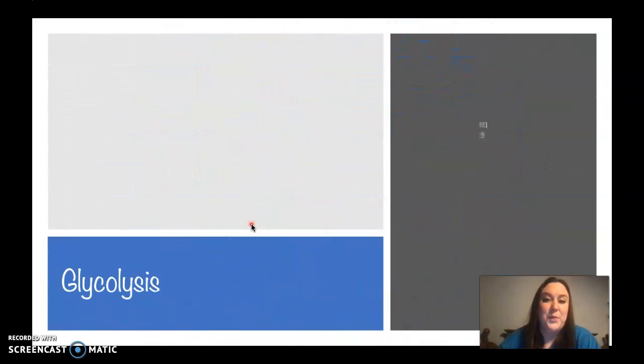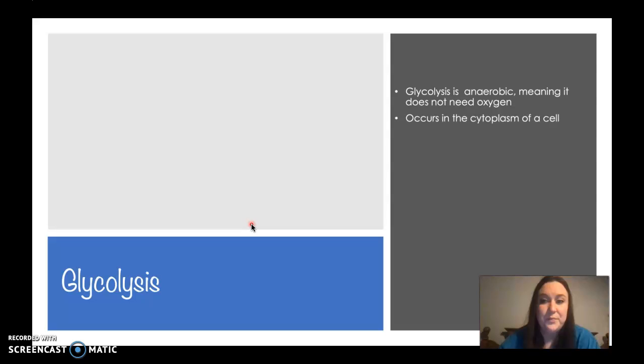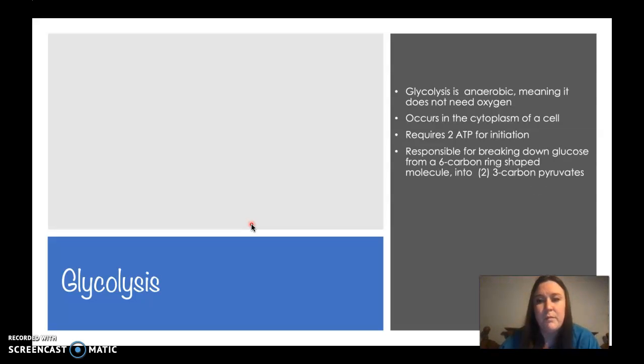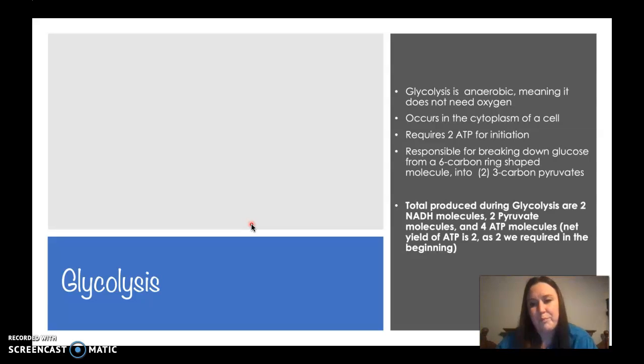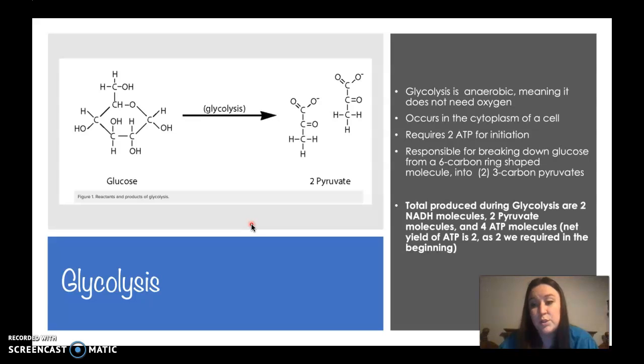Glycolysis is anaerobic, meaning it does not require oxygen. It occurs in the cytoplasm of a cell. It requires 2 ATP molecules to begin, and it is responsible for breaking down glucose from its 6-carbon ring-shaped molecule into 2 3-carbon pyruvate molecules. The total produced overall is 2 NADH molecules, 2 pyruvate molecules, and 4 ATP molecules. Although, because we used 2 in the beginning, it's a net yield of 2 ATP molecules.